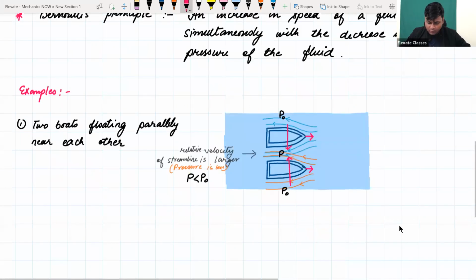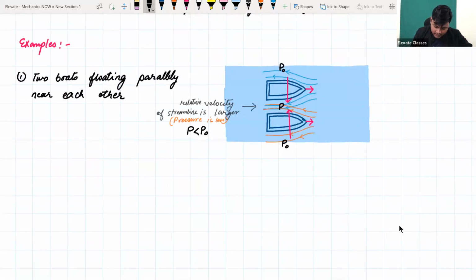Okay. Now, any other example of Bernoulli's theorem? Any other example of Bernoulli? Plane. The lift experienced by the wings of a plane. Okay, we can say aeroplane lift. Now, of course, there are many factors associated with aeroplane lift, but one of the very common factors associated with aeroplane lift is provided by Bernoulli's theorem.